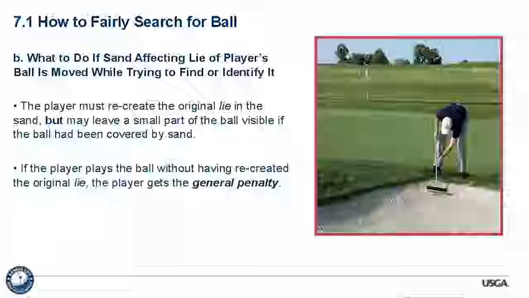But the player must recreate that original lie in the sand, but may leave a small part of the ball visible had it been completely covered by sand. Not a change. It's something we've had in the past. If the player plays the ball without having recreated the original lie, the player gets the penalty. So if you just put that ball back and don't cover it back up, and you make a stroke there, then you're going to get a 2-stroke penalty in stroke play and loss of hole in match play.